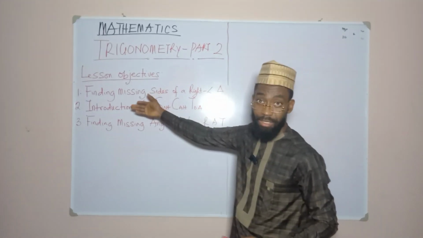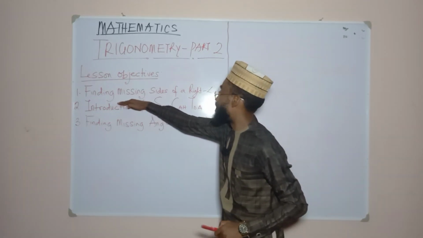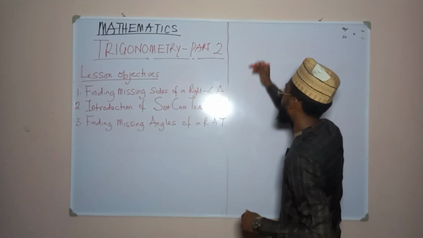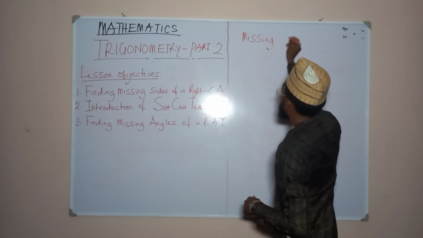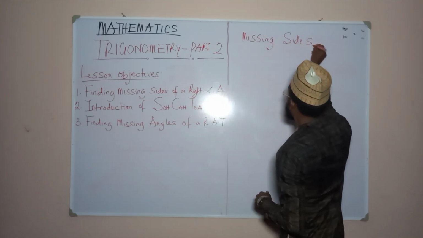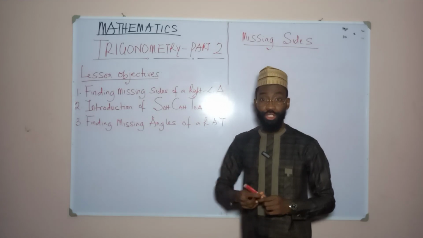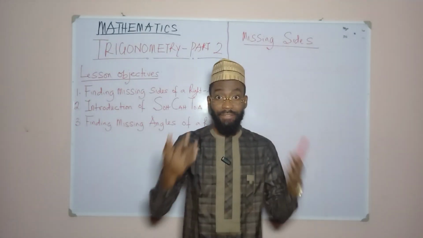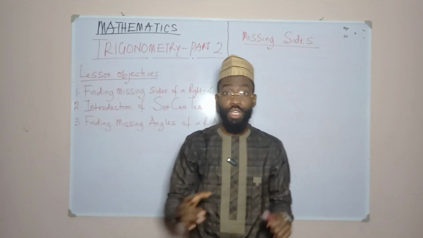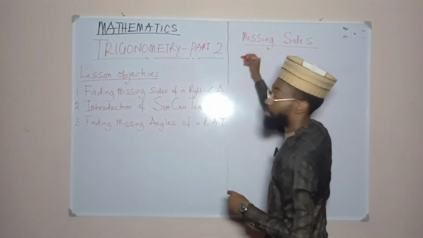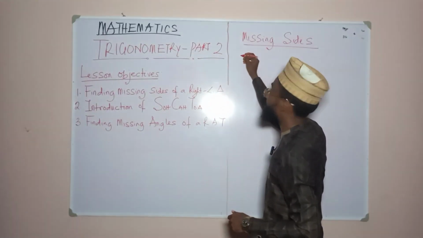Okay, we'll go straight into what we have for the day. Finding missing sides of a right angle triangle. Recall that I said we have two approaches of finding a missing side. The first one was dealt with in our previous video, which is the Pythagoras theorem. So just a recap of what we did in the last video.